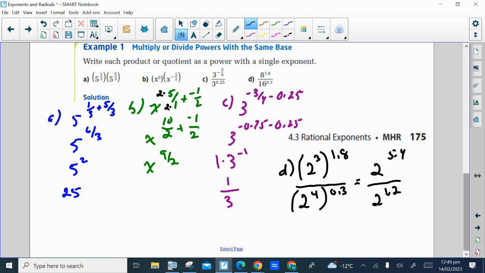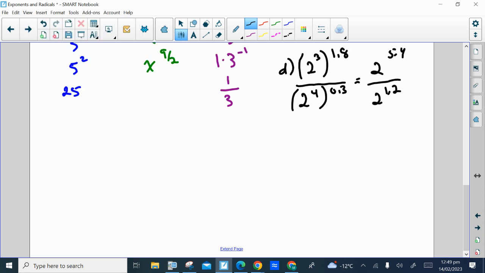And now we're dividing powers with the same base, so the law says you subtract the exponents and keep the base the same. So it'll be 2 to the power 4.2. And that's how we would leave our answer.